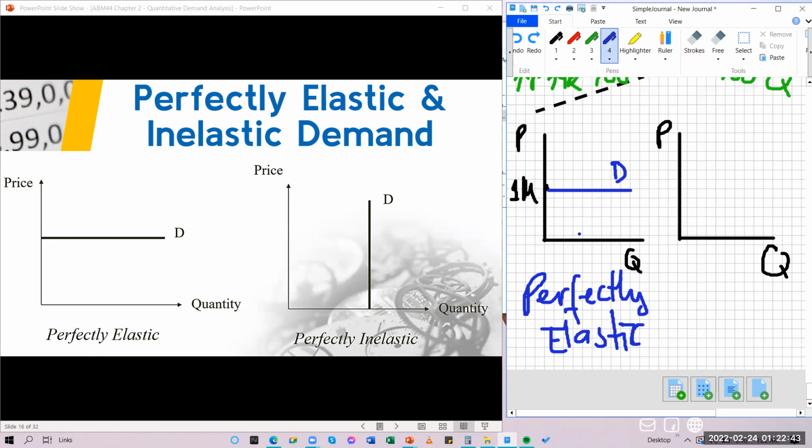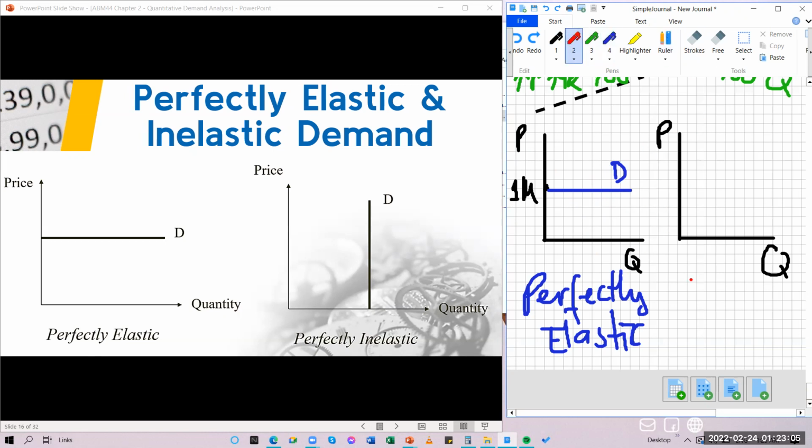Example, we have Louis Vuitton, Gucci, or Chanel bags. Regardless of how expensive they are, most of the time their price is fixed, but still their demand is always high. So the demand is always high. That is for perfectly elastic.